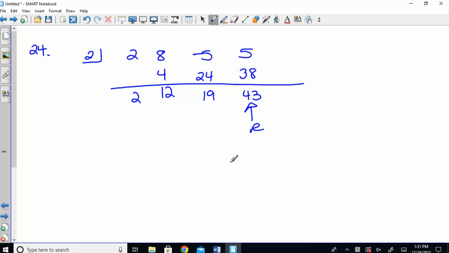a factor. What does it mean for something to be a factor? The remainder is 0. Right, it divides evenly, so the remainder is 0. So my remainder equals 43, which means it's not a factor.